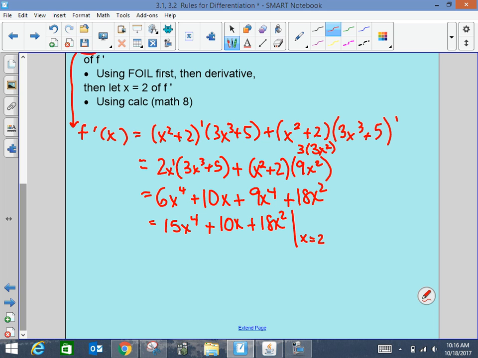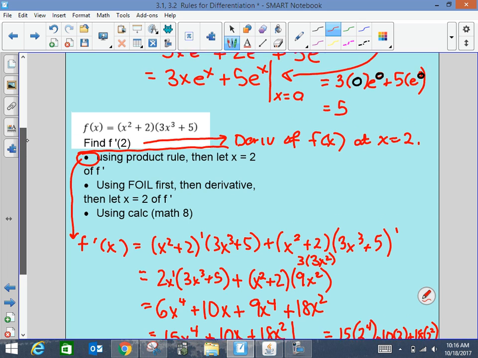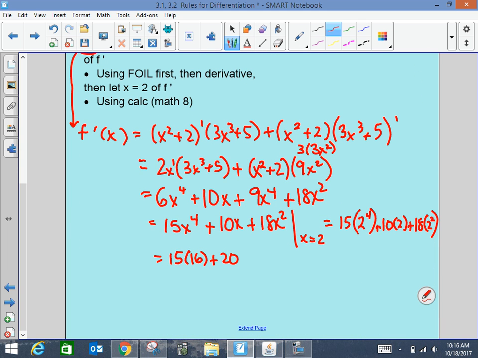Now we're going to plug in x equals 2, kind of doing the notation like the calculator does with the bar and then x equals 2. So I'm going to do 15 times 2 to the 4th plus 10 times 2 plus 18 times 2 squared. Beautiful big number. 15 times 16. Is plugging in the second dot? No, it's still the first dot.